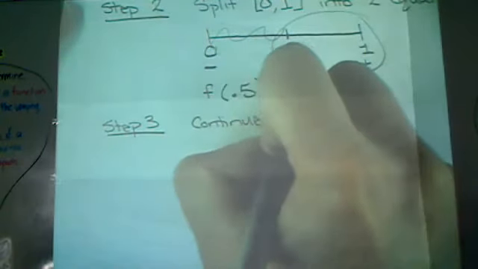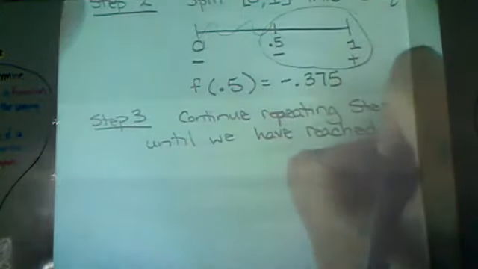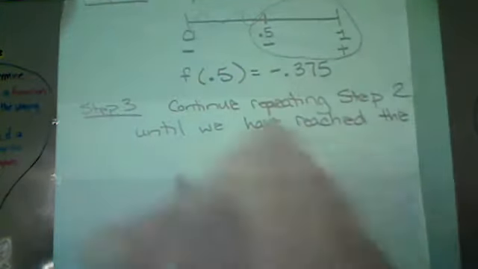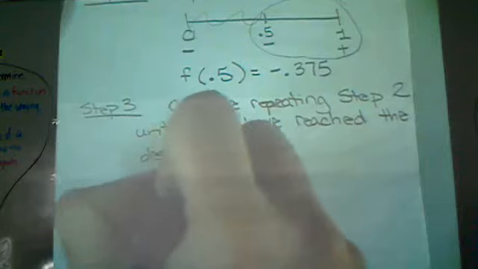So here's what we're going to do. Step 3. We're going to continue repeating step 2 until we have reached the desired 4 decimal places.